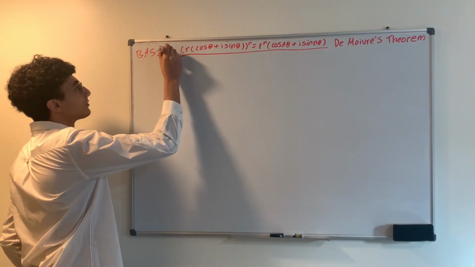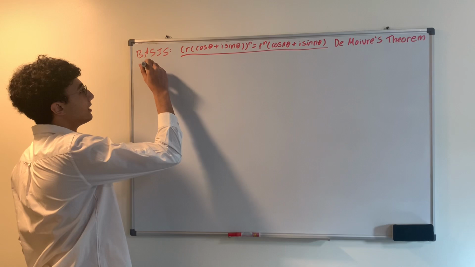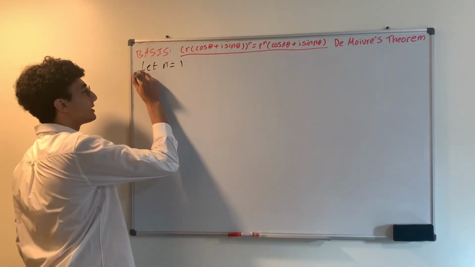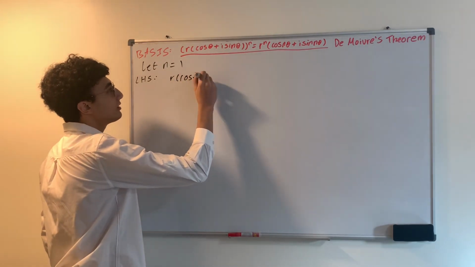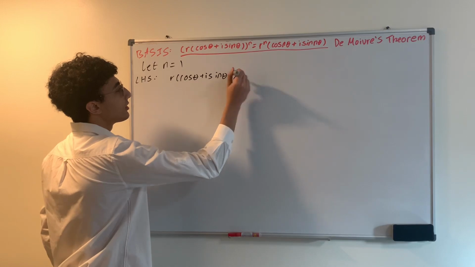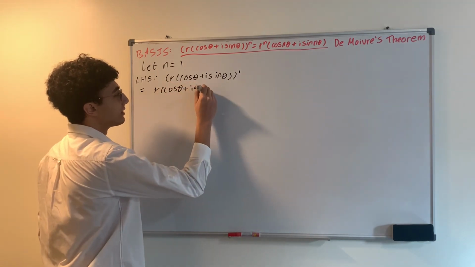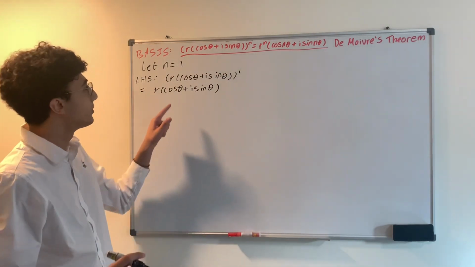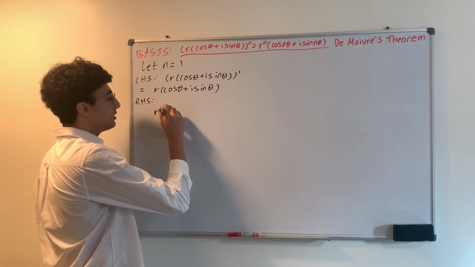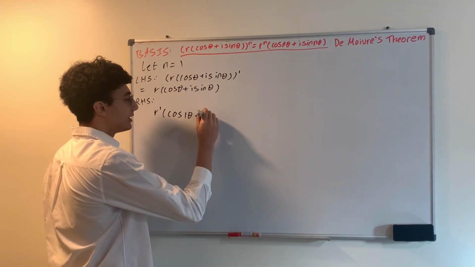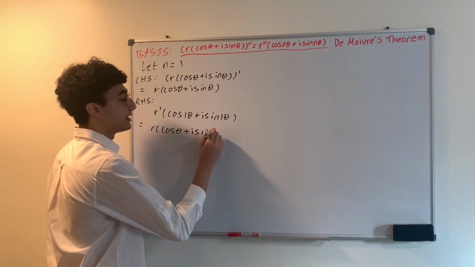For our basis stage, we can plug in any value of n we want. So let's keep it nice and simple and plug in n equals 1. On our left hand side of this equation, what are we going to have? Plug in n equals 1, and you're going to get cos theta plus i sine theta, all raised to the power of 1, which is just cos theta plus i sine theta. That's the left hand side of our equation when we plug in n equals 1. On our right hand side, if we plug in n equals 1, we get r to the power of 1 multiplied by cos 1 theta plus i sine 1 theta, which again is r cos theta plus i sine theta.